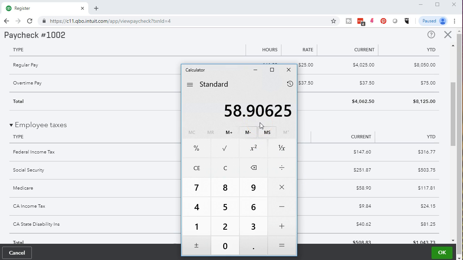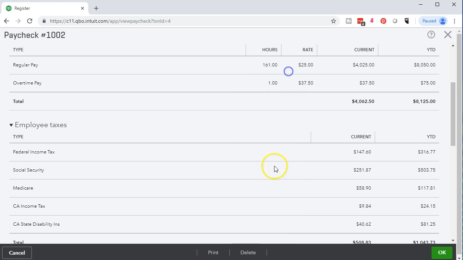So it's 5890 about. So note the straightforward nature of that as compared to the federal income tax where we had to use the table. So this in essence is not really the complicated item. This is not really what we're paying QuickBooks for to calculate the withholdings.